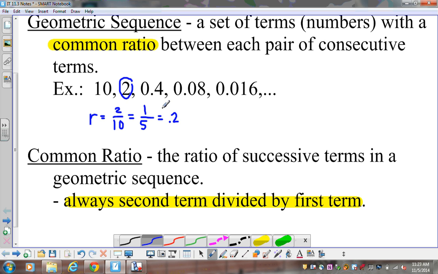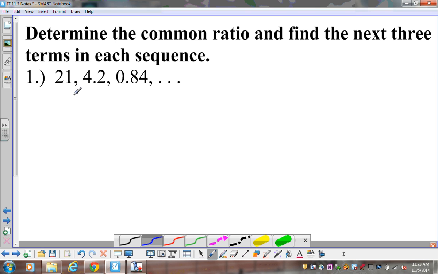So your common ratio here is 1/5 or 0.2, which means 10 times 0.2 is 2. 2 times 0.2 is 0.4, times 0.2 is 0.08, etc., etc. So here you're multiplying by the same number each time. In this case, my common ratio is 0.2 or 1/5. All right, so let's look at a couple examples where we're determining what the common ratio is.